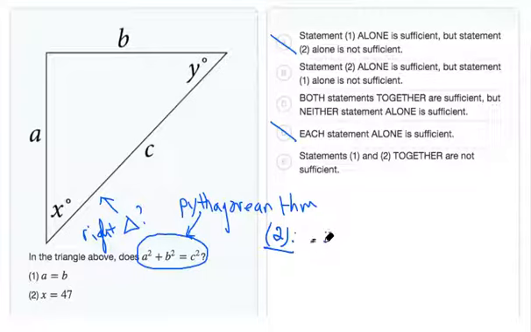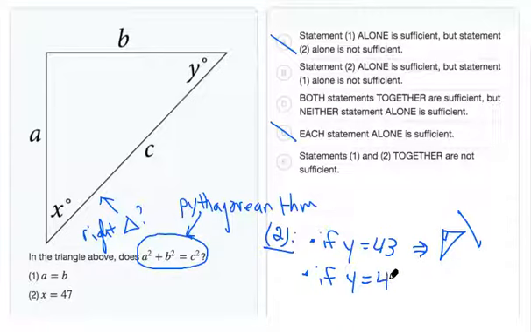For example, if Y is equal to 43, then the remaining angle would be 90 degrees, and that would hold. So it would be a right triangle, and the Pythagorean theorem would be true. However, if Y is equal to, say, 44 degrees, the remaining angle would actually be 89. And this would not be a right triangle. So again, we run into a similar scenario as we did with the first statement, that it kind of depends on what Y actually is here. So this statement alone is not sufficient, since we can't determine yes or no definitively to a right triangle.